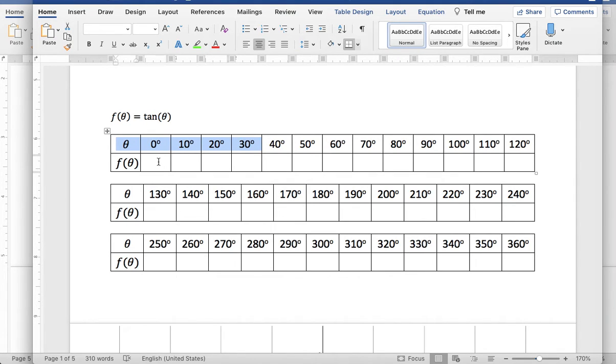In order to do this, I would suggest you use a calculator, and I would suggest you write your answers in decimal. So for example, put in tangent of 0 degrees into your calculator and write whatever the result is right here. Pause here, hit play when you're ready to continue.